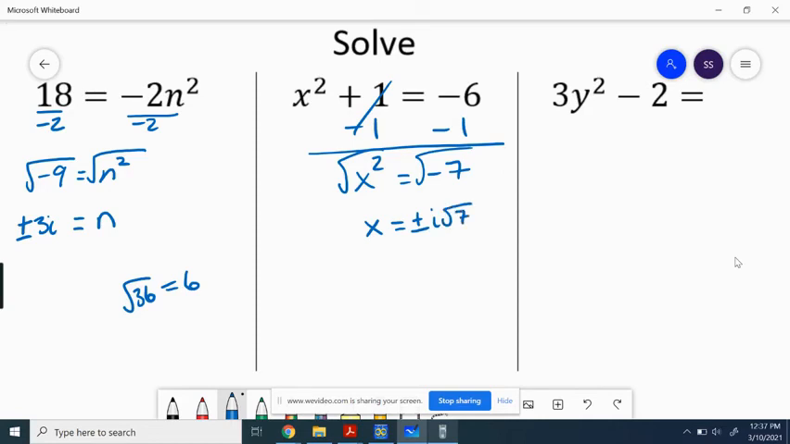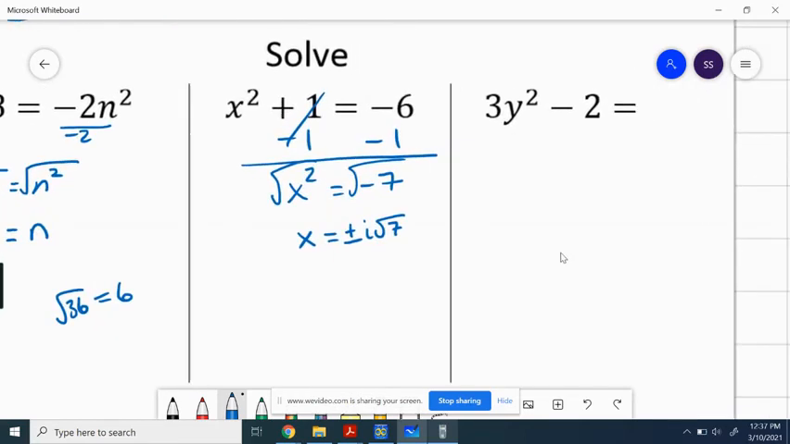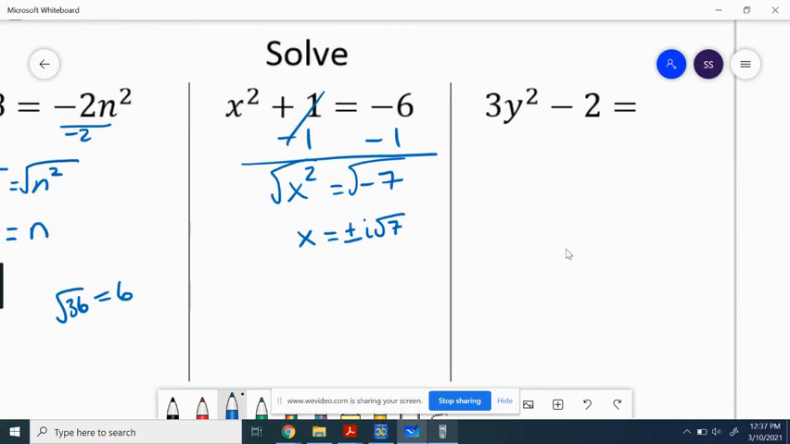All right, easy as that. Last one for today. How about we look at 3y squared minus 2 is equal to, let's go with negative 56.